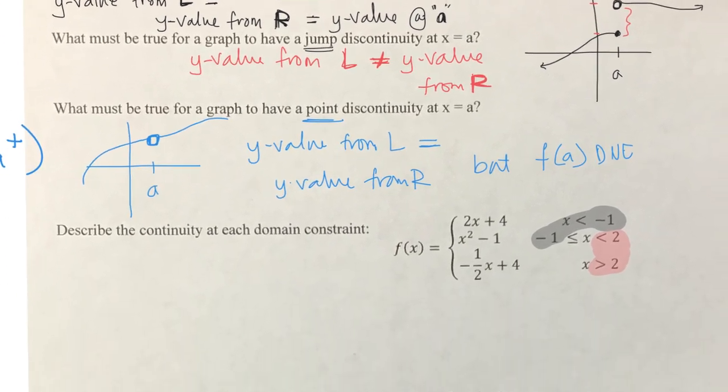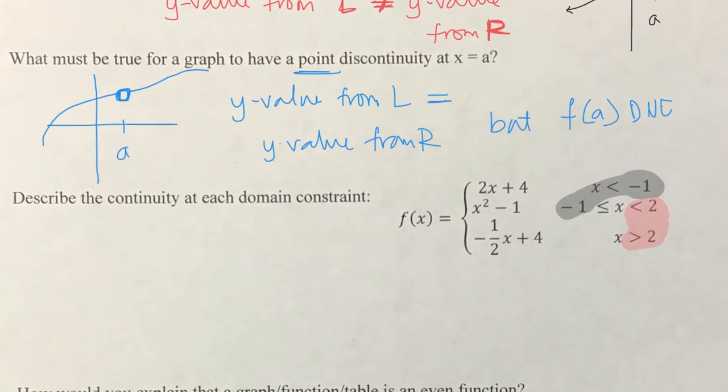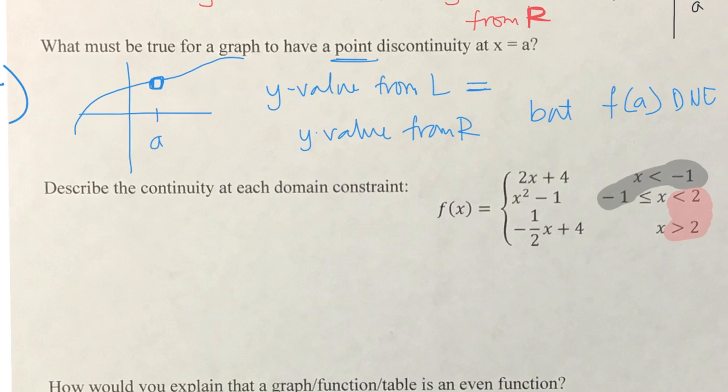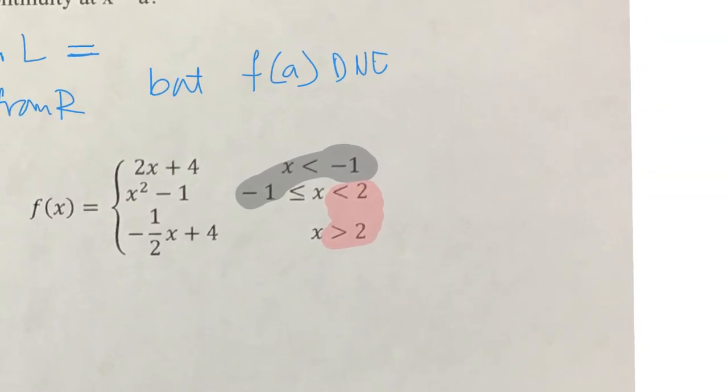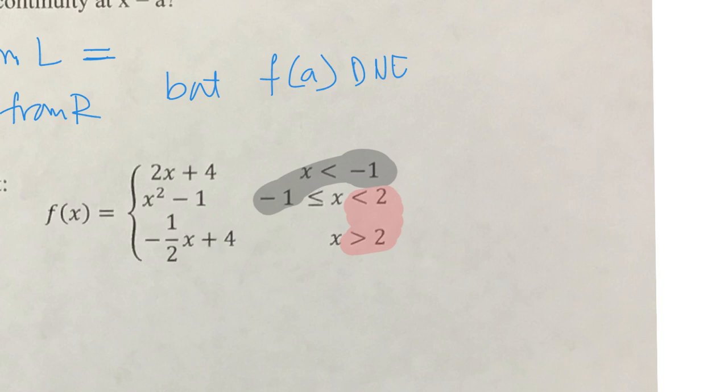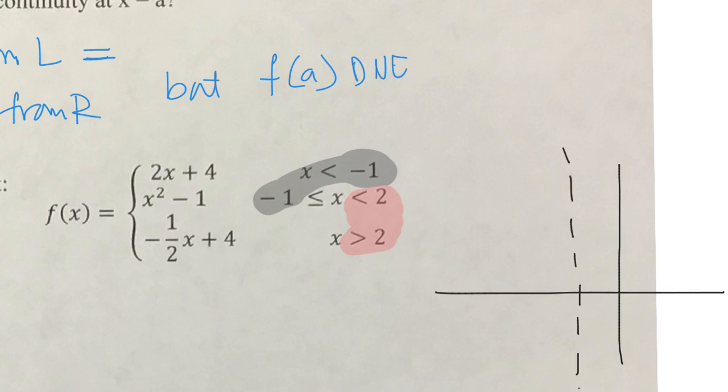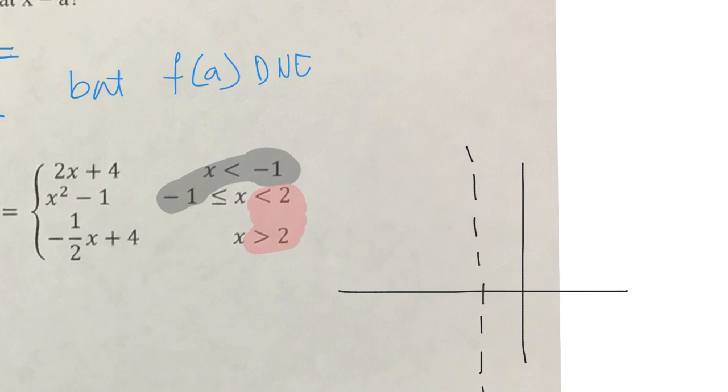So let's apply that to our actual piecewise function. It says describe the continuity at each domain constraint. Once again, I have highlighted the constraints. If we were going to make a quick sketch of this, we'll put some axes on here. We're looking at what's happening at -1. So this is one of your domain constraints. And we're looking at what's happening at +2.